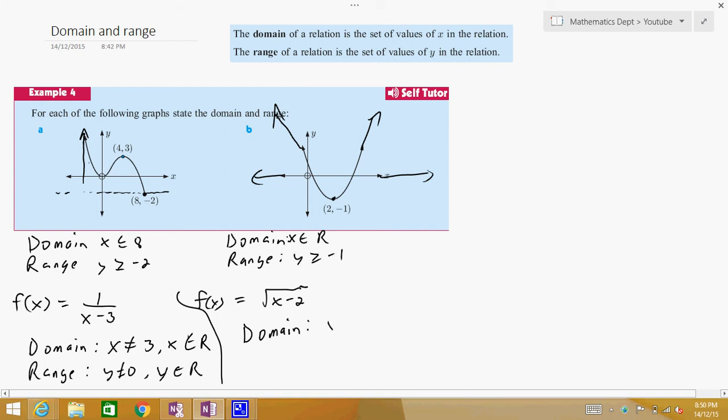So your domain is x is greater than or equal to 2. And your range, well, all square roots are going to be greater than or equal to 0, so y is greater than or equal to 0.